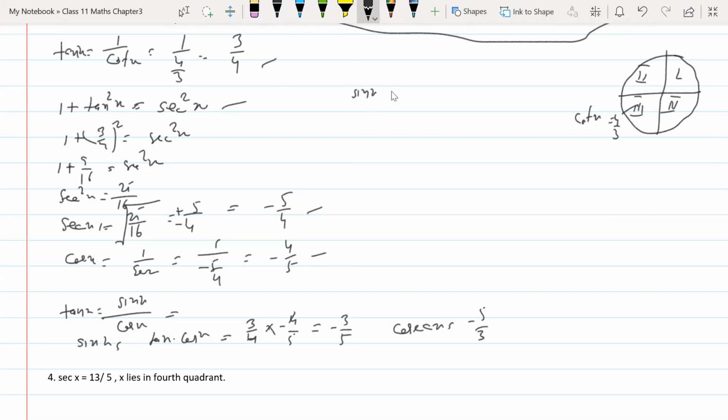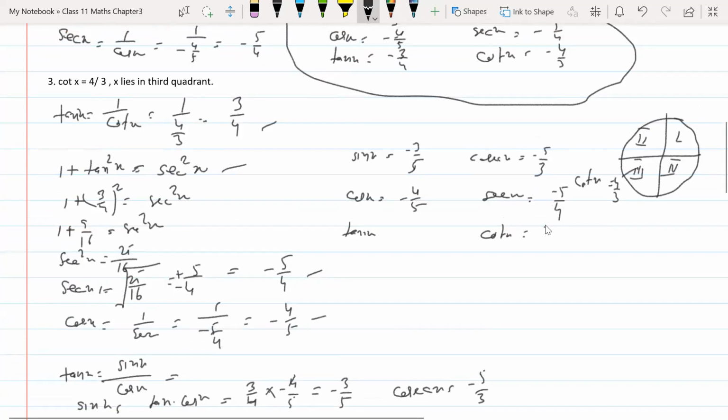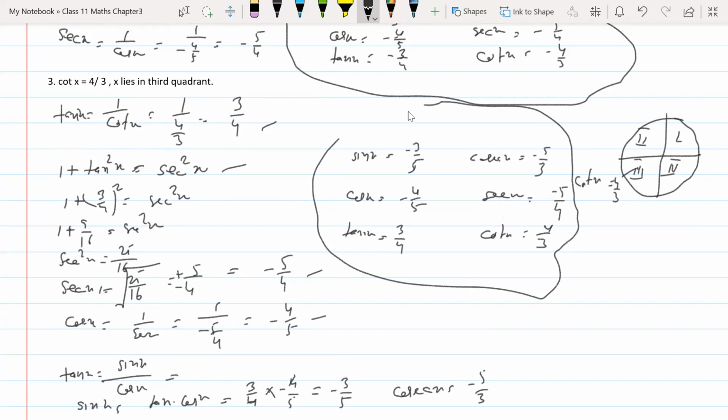Sin x is minus 3 by 5. Cosecant x is minus 5 by 3. Cos x is minus 4 by 5, secant x is minus 5 by 4. Tangent x is 3 by 4, and cotangent is given 4 by 3. This is the answer for question number 3.